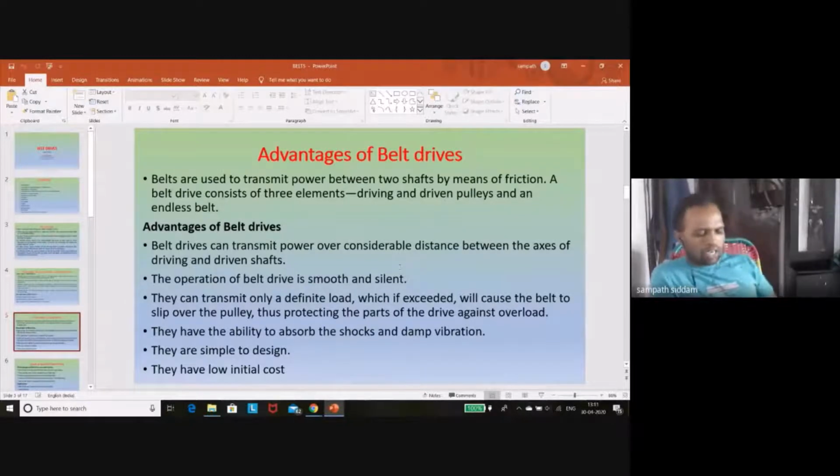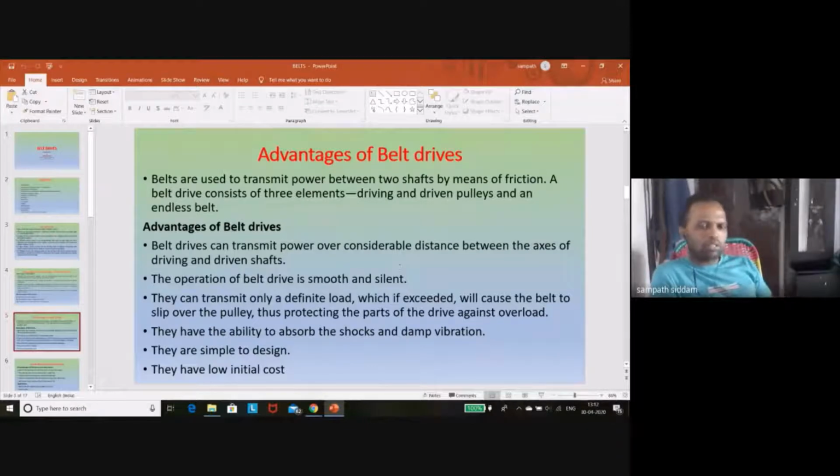Next, if they ask what the advantages of belt drives are, you can list the same points as in the case of flexible drives. Belt drives can transmit power over a considerable distance between the axes of the driving and driven shafts. The operation of a belt drive is smooth and silent, whereas gears are a bit noisy because both gears are in mesh. When you have contact, obviously noise is a major problem, but it's not the case with belts.